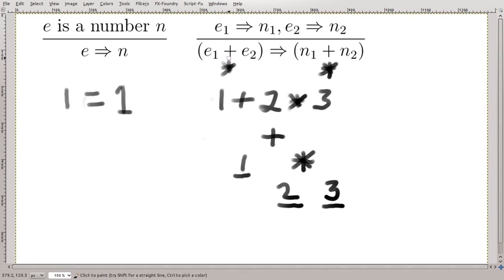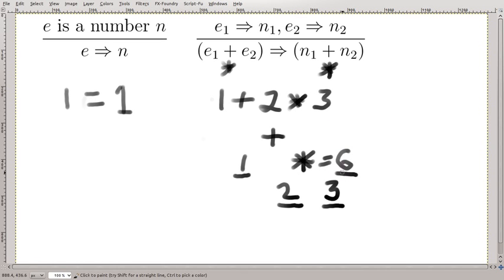The judgment rule up here says that if the left-hand side has been evaluated to a number, which it has, and the right-hand side has been evaluated to a number, which it has, then the value of e sub 1 times e sub 2 is n sub 1 times n sub 2. So we go ahead and multiply 2 times 3 to get the value 6.